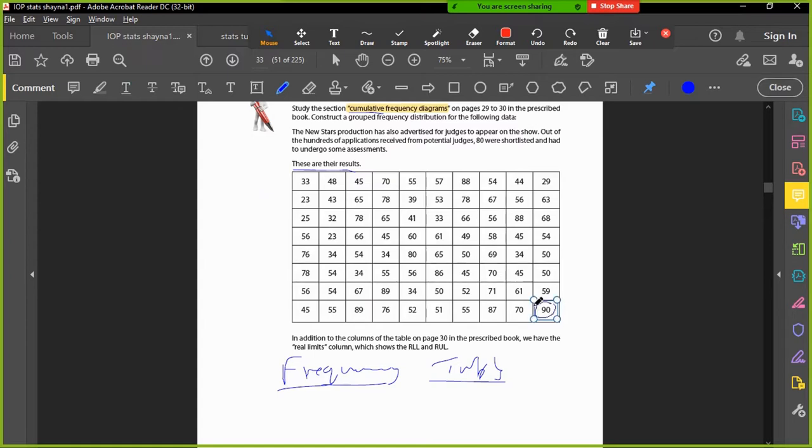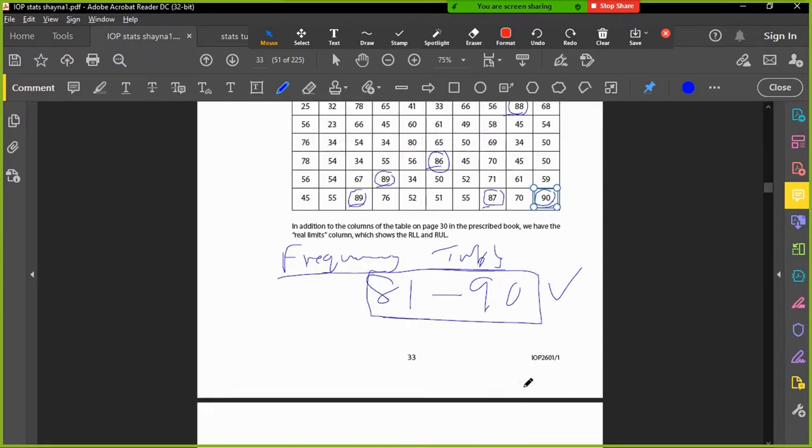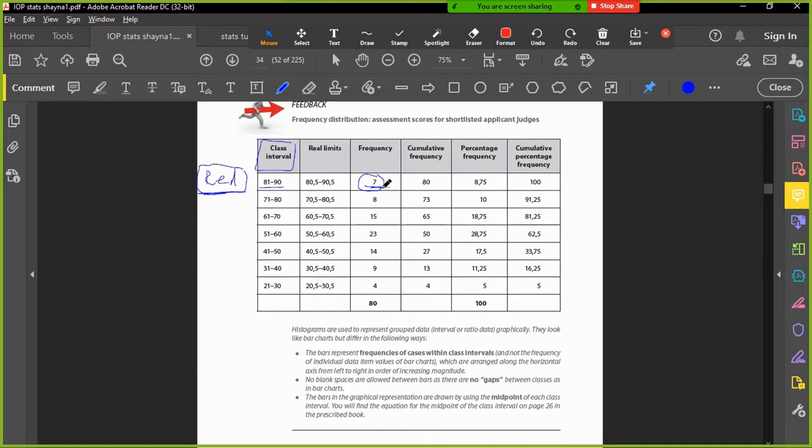So there's 1, there's 2, there's 3, there's 4, there's 5, there's 6. I'm looking for one more. No, that's 80. There's 7. There we go. There's the 7. So 1, 2, 3, 4, 5, 6, 7 observed values from 81 to 90 in that class. Does that make sense? Yes, it does. Okay, so that's how you get the frequency, and you would do that for all of them.